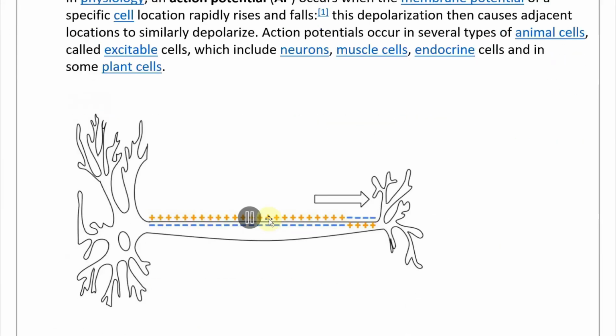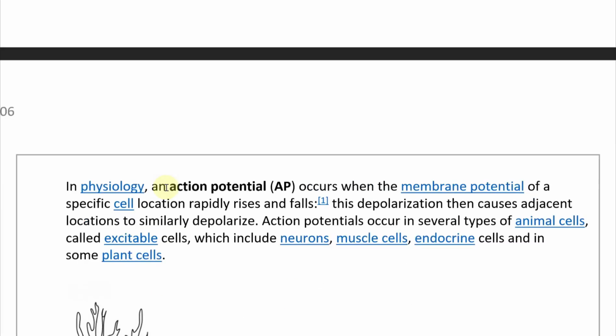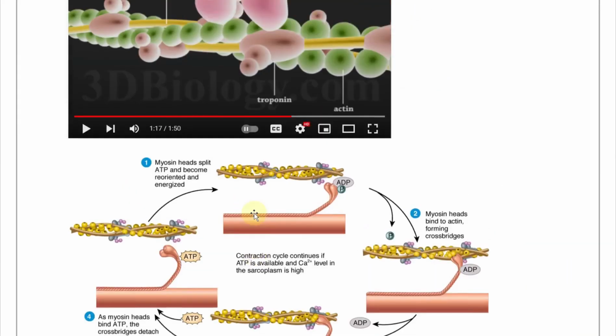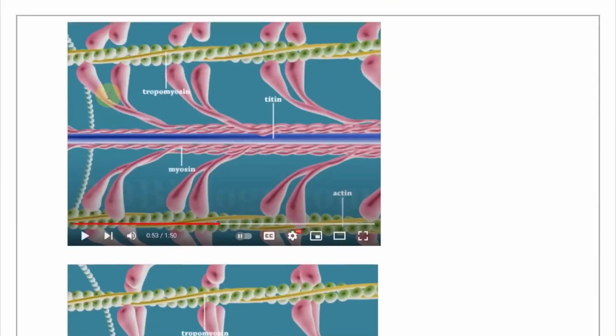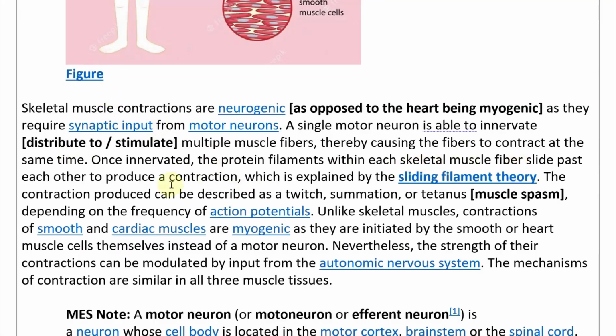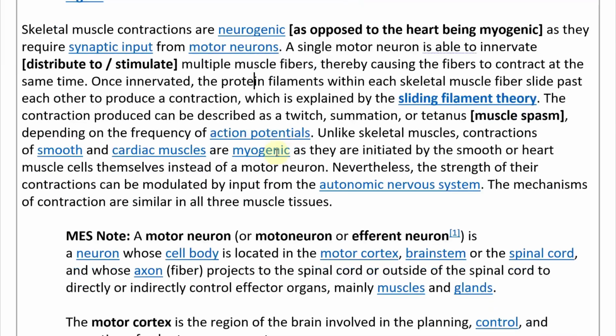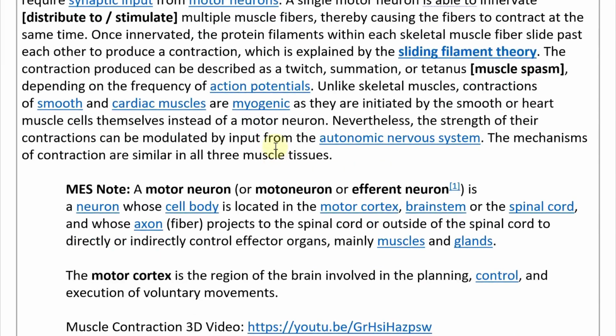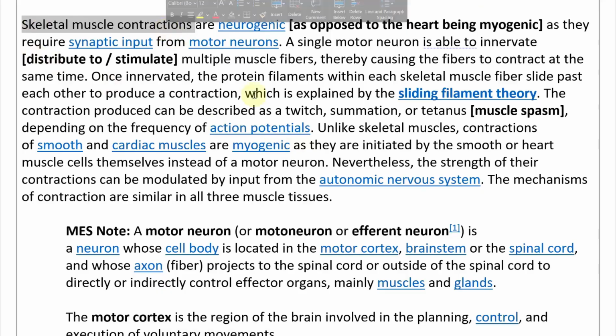Then let's continue further. Now we're dealing with action potential, and we mentioned it earlier. Here, if I scroll all the way back up, the contraction produced can be described as a twitch, summation, or tetanus, or muscle spasm, depending on the frequency of action potentials. And this is that contraction of the skeletal muscles. So that was dealing with skeletal muscle contractions.